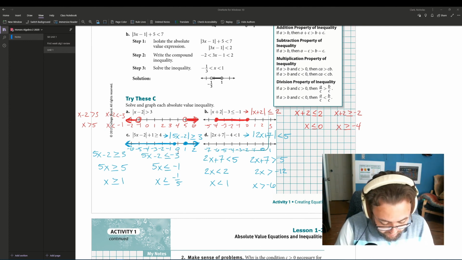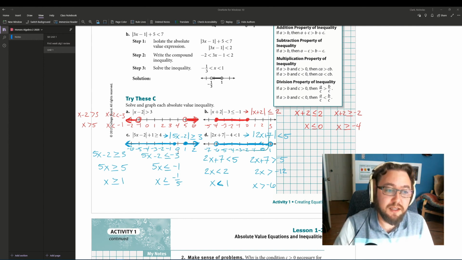Well, all right. So x is less than 1. So an open circle, and it's going to go toward our left for less than. And x is greater than negative 6. So here's our negative 6. It's open. Greater than means go to the right. So these two are going to meet, and our graph is going to look like this.